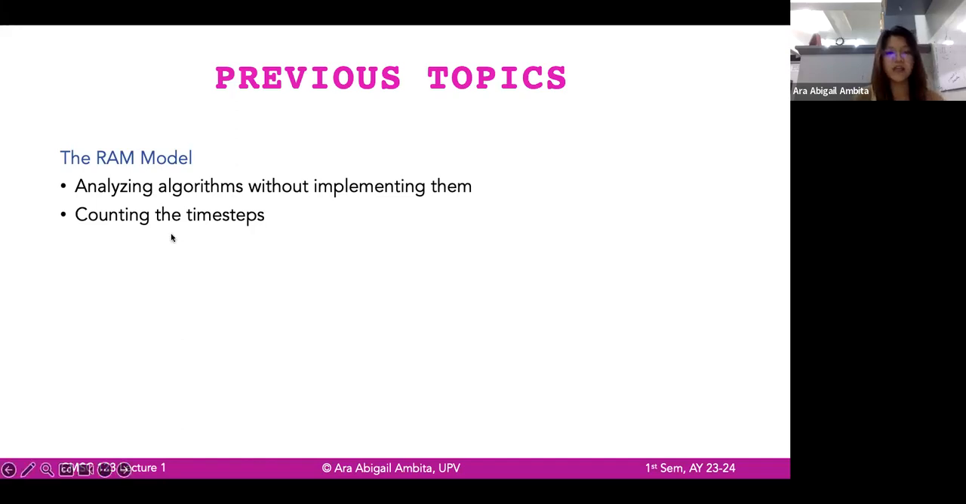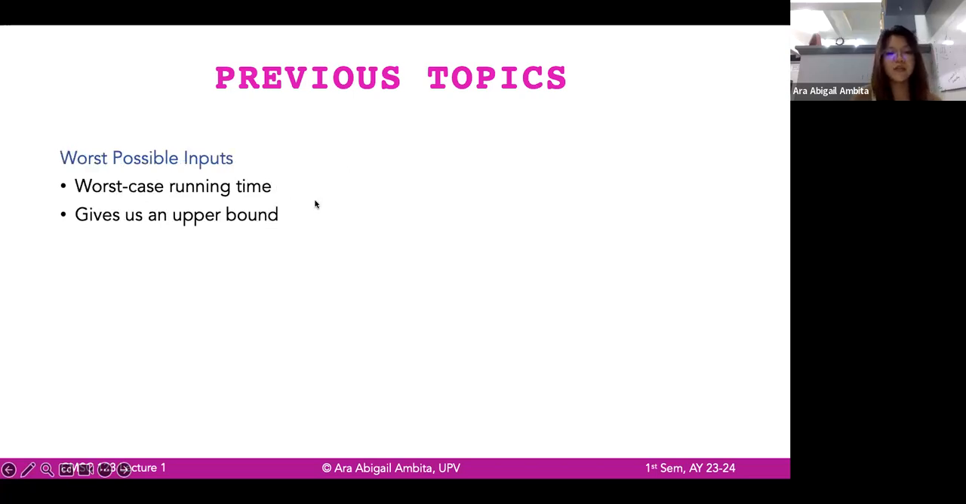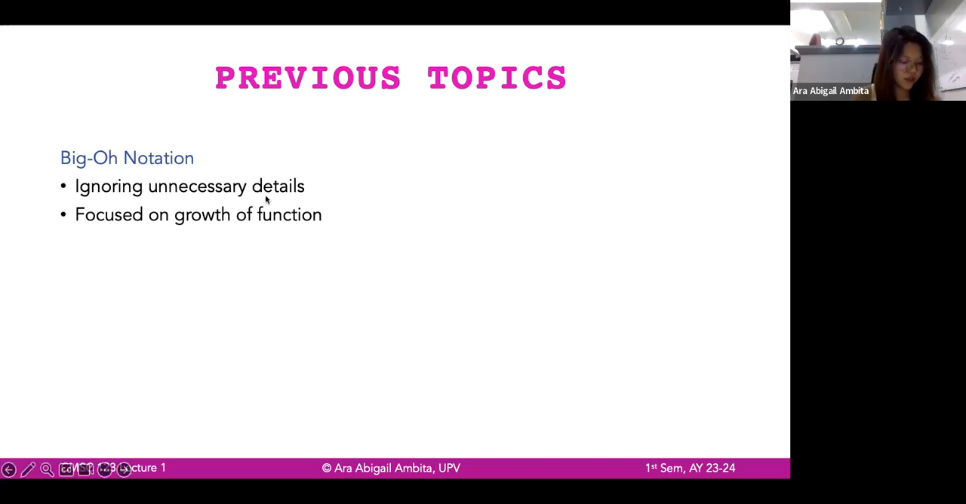But this is unrealistic because in reality, it is very tedious to count all the time steps. So what we want to do is ignore the unnecessary details and focus only on the growth of the function. Essentially, we remove the unimportant things and focus only on the main components.